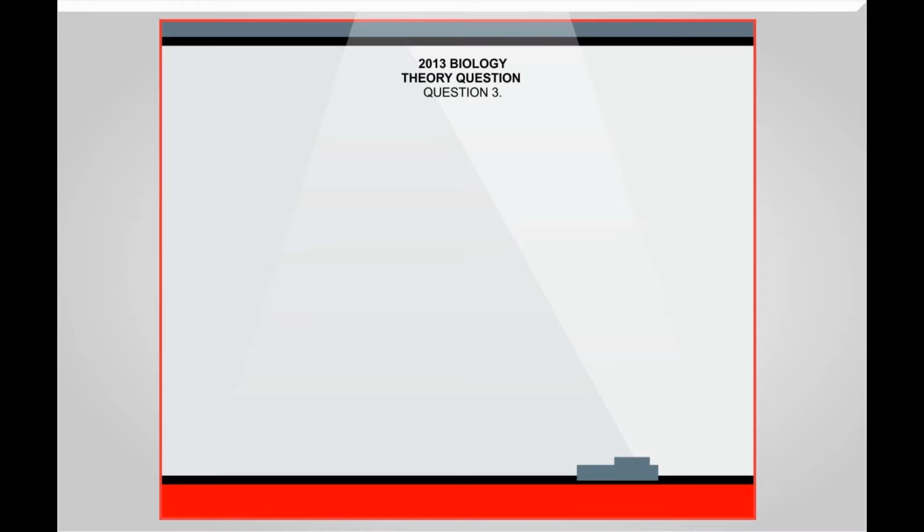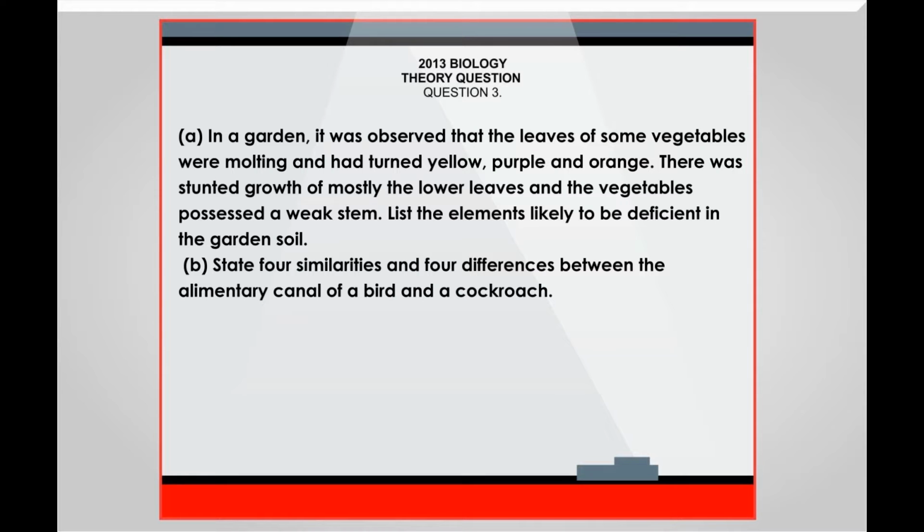Question 3. In a garden, it was observed that the leaves of some vegetables were mottling and had turned yellow. Growth of mostly the lower leaves of the vegetables was stunted, they possessed a weak stem. State the elements likely to be deficient in the garden soil. State 4 similarities and 4 differences between the alimentary canal of a bird and a cockroach.